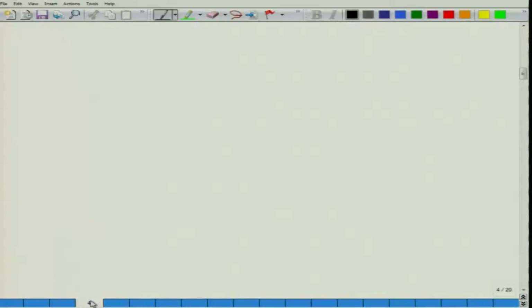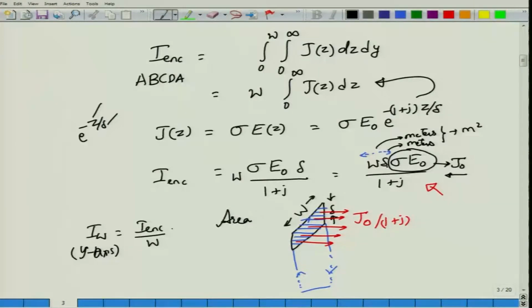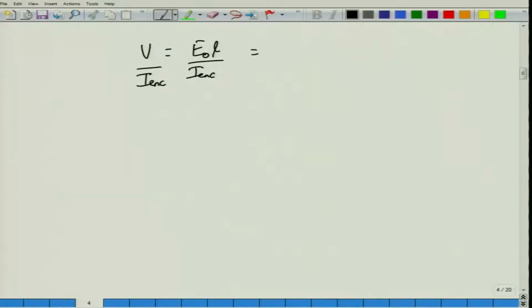Now E0 into L is the potential difference that I see on the surface. If I now consider the ratio of potential difference to the current enclosed, what do I get? I know what is the current enclosed. This I know from the previous expression, given by W delta sigma E0 by 1 plus j. So I need to go back and put that expression into this. I get (1 plus j) divided by W delta sigma E0, times E0 into L. Clearly E0 cancels on both sides, so I can remove E0 from the equation.